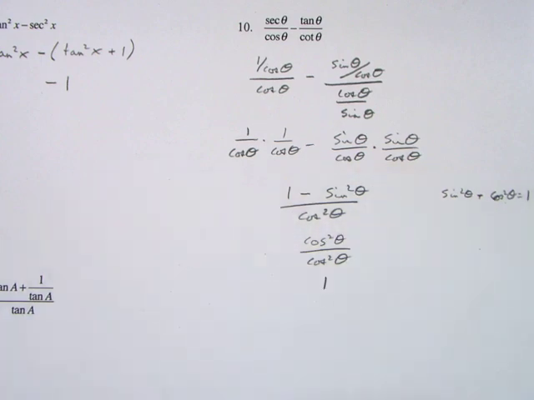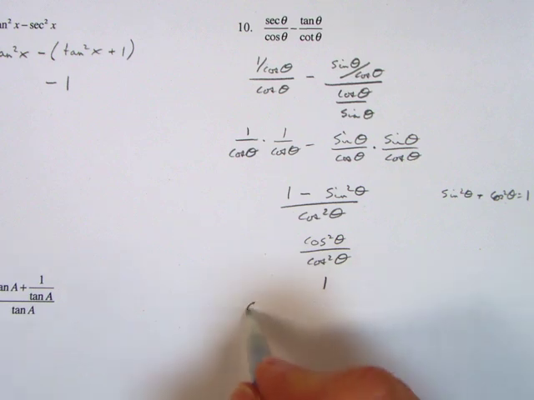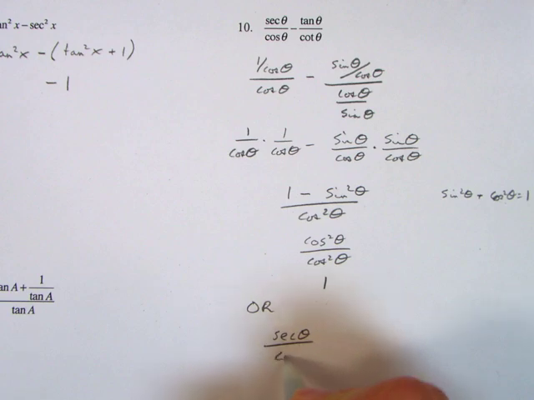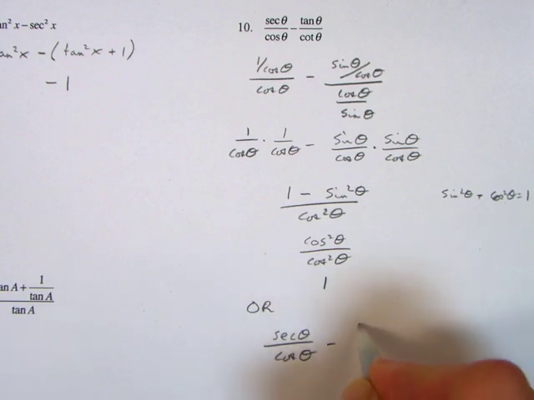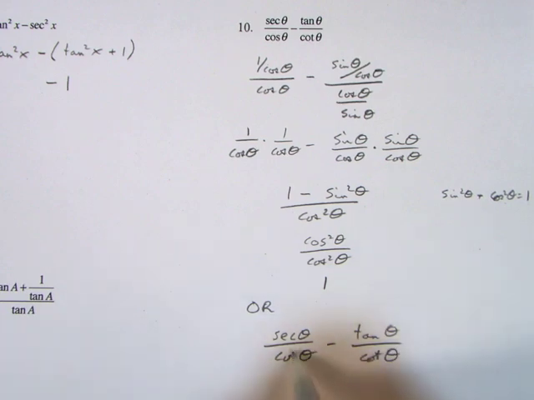That's not the only way to deal with it. This one's a little bit more advanced, but I'll show it for those who can see this. This says secant times 1 over cosine, minus tangent times 1 over cotangent. Well, what is 1 over cosine? That's secant. So this gives us secant squared.